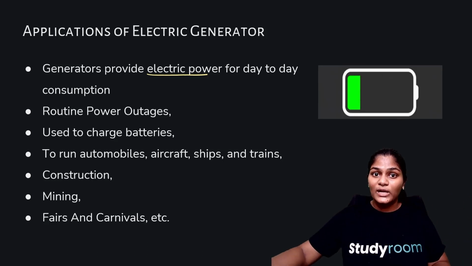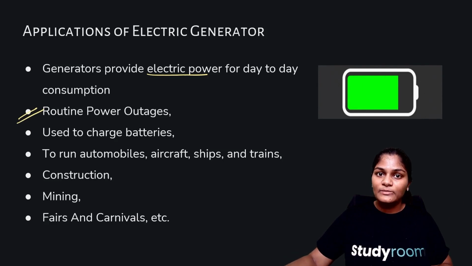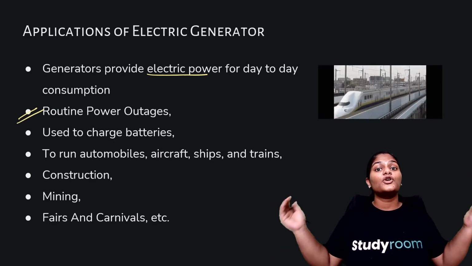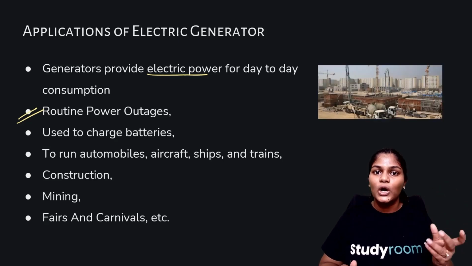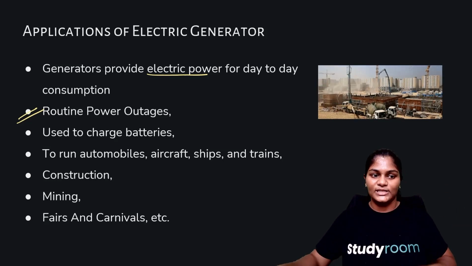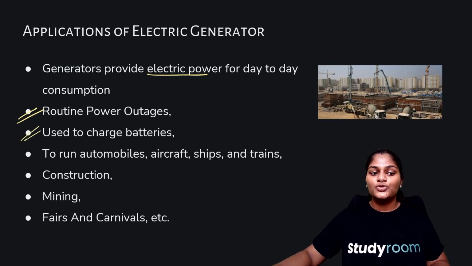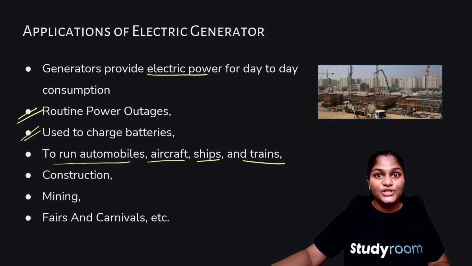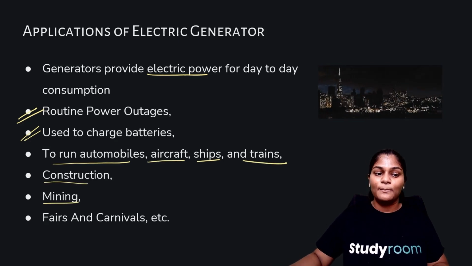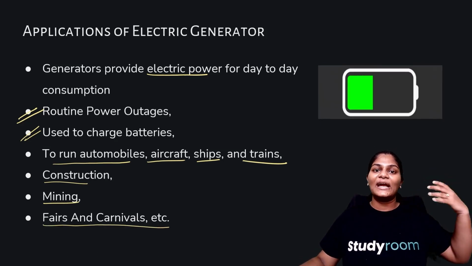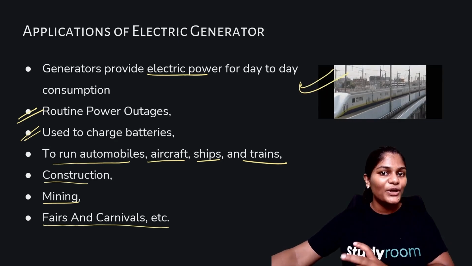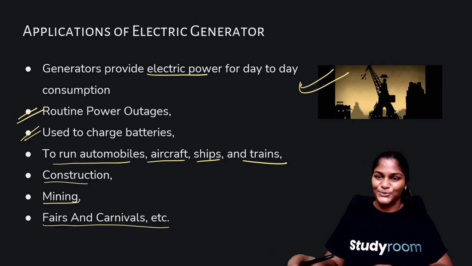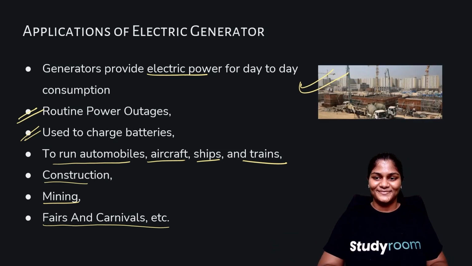Okay, for routine power outages, this is what I said. Like in your apartments or any societies that you live in, you might have a common generator, right? So that generator basically, as soon as there is a power outage or the light is gone, starts generating electricity. Used to charge batteries, used to run automobiles, aircraft, ships, and trains, for construction purposes, for mining, for fairs and carnivals, just to generate that electricity. Okay, and all of these points are actually shown to you in this beautiful GIF that is going on side by side. So please have a look at it too. Actually, very nice, right? Okay, let's move on.